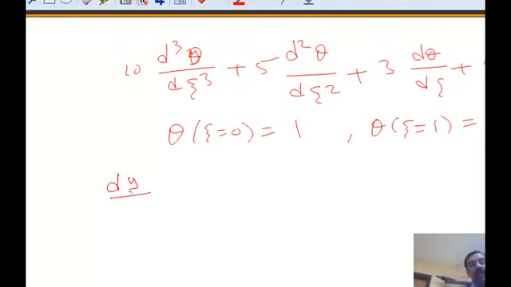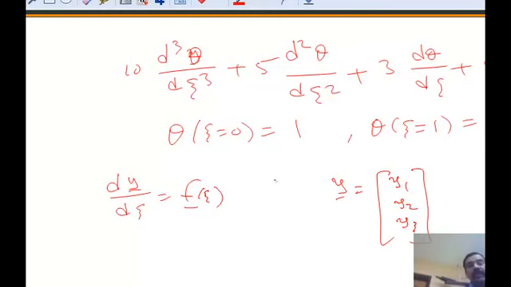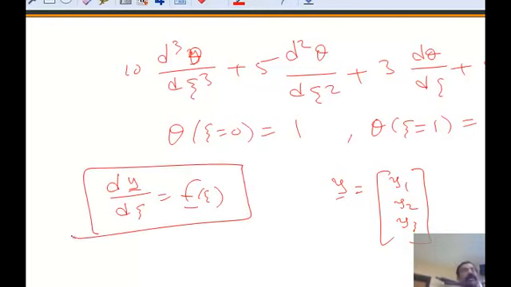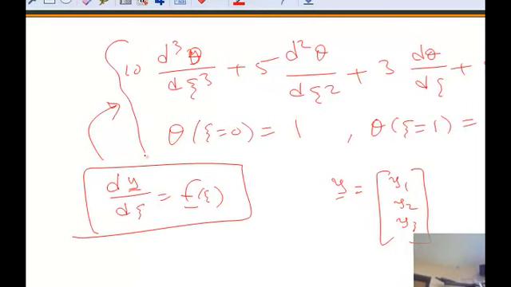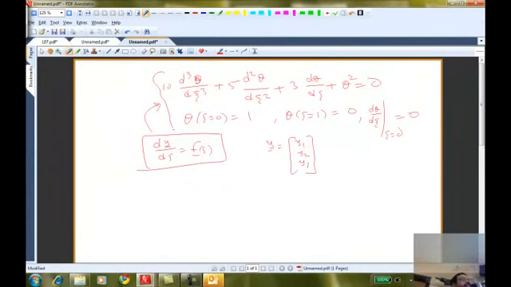dy/dψ equals f of ψ. y now has three elements, y1, y2, y3. And I need you to find f1, f2, f3, such that this system of first order equations is equivalent to those equations and boundary conditions. So what I would like you to do is do this before next Thursday as an exercise. And I will come and discuss this on Thursday. And I will let you go 5 minutes ahead.